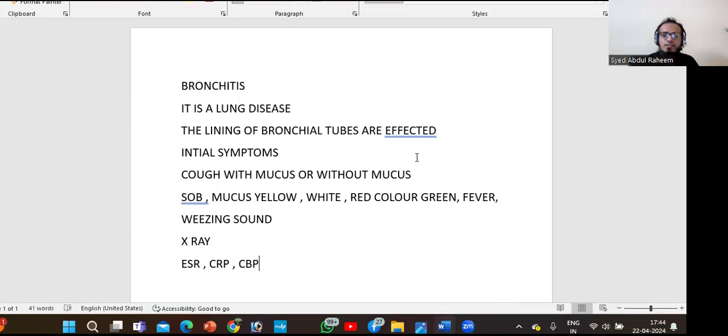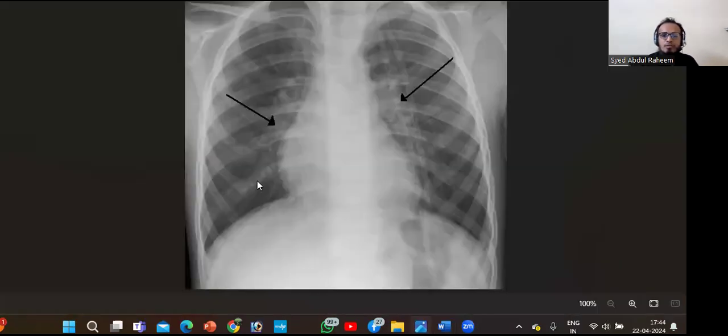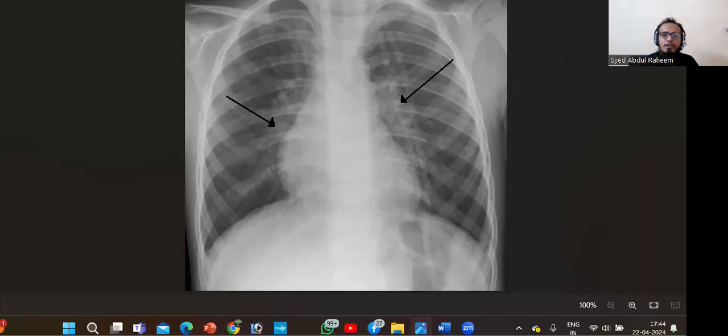You can see this image. This is the X-ray of a patient which indicates bronchitis. We'll study how to read X-rays, but here you can see the inflammatory conditions. You can see this is the area where the difficulty of taking air from the lungs is seen. So you can see the X-ray.